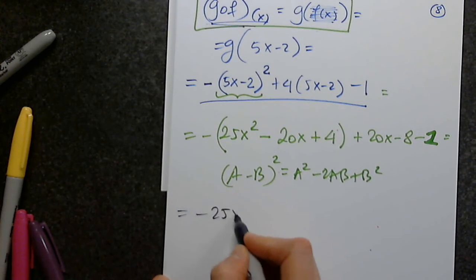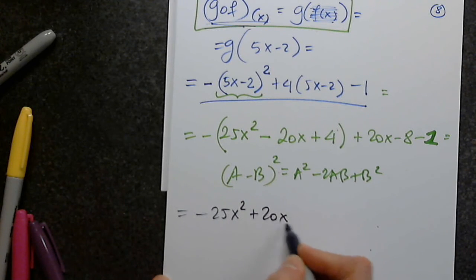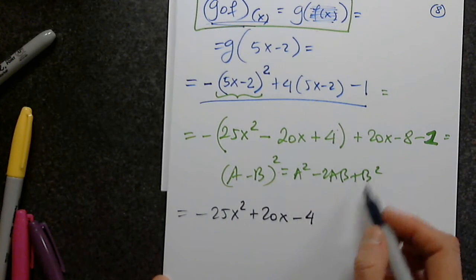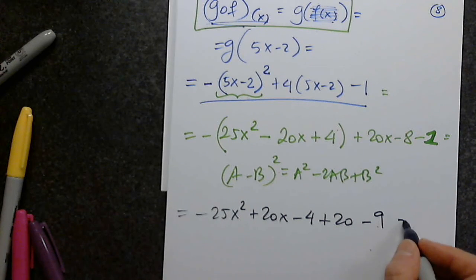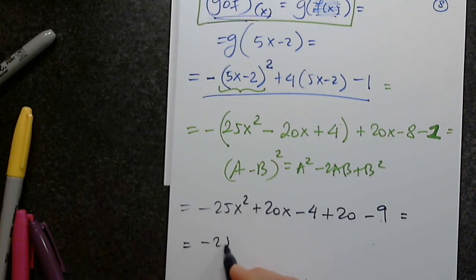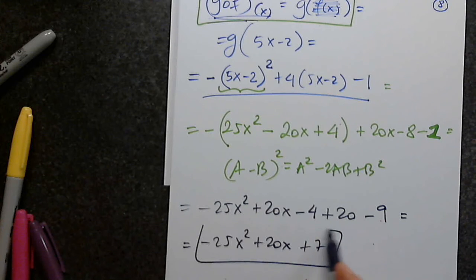So this is negative 25x squared plus 20x and minus 4. And then plus 20 and minus 9. One more time, negative 25x squared plus 20x, and this is plus 7. What does this function represent? It represents g comp f. So it's this piece.